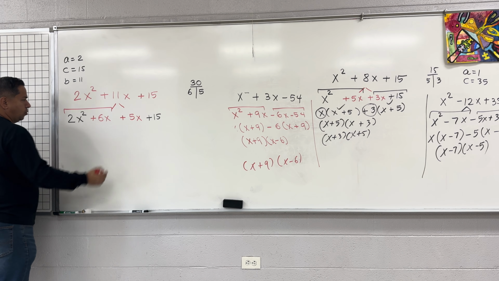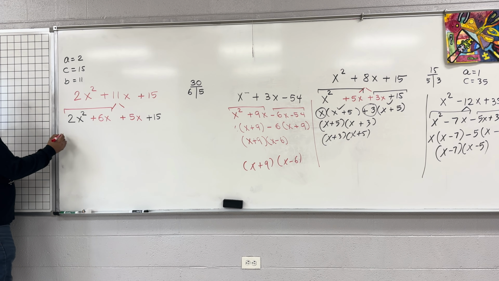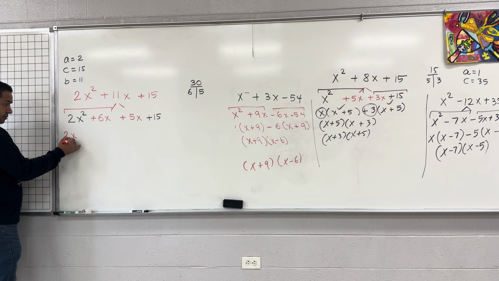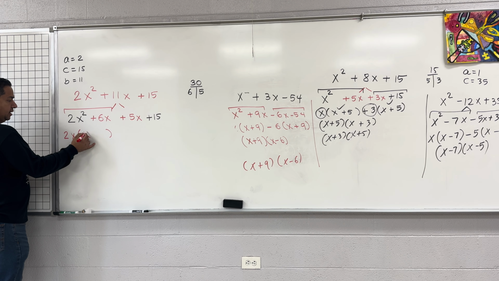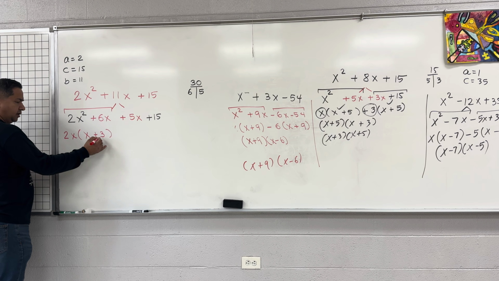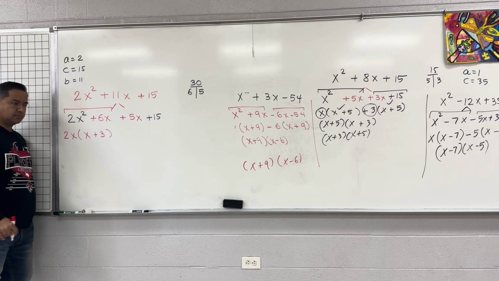The first two, what comes out from the first two? 2. What else comes out? X. 2x comes out. What are we left with? X plus 3. Is everybody fine with that?